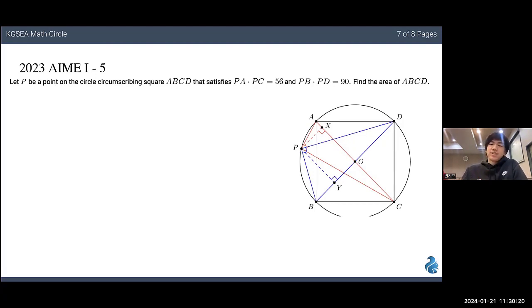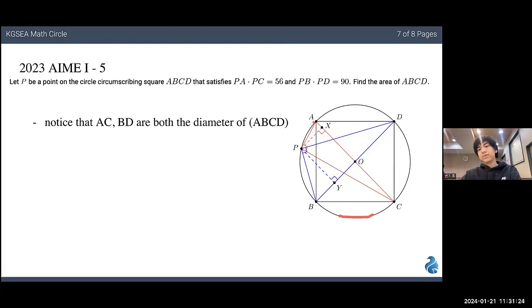Also, just a hint, but a common way to use Ptolemy or power of a point is by finding lengths that can be expressed in terms of one variable. So in this case, it could be the length of the square, since AC can also be expressed in terms of that. Okay, so let's go over the solution now.